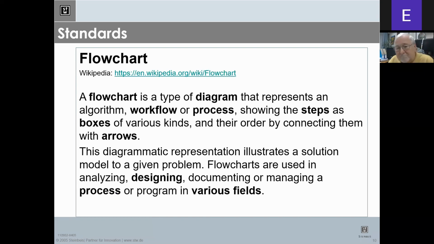One example of this visualization is a flowchart. That's a little bit simpler. It's a type of diagram that represents an algorithm, workflow, or process, showing the steps as boxes of various kinds and so on. And I'm wondering, when I was a young student many, many years ago, I used this already. And after 50, 60 years, it's still used. So something is valid and stays forever, probably.